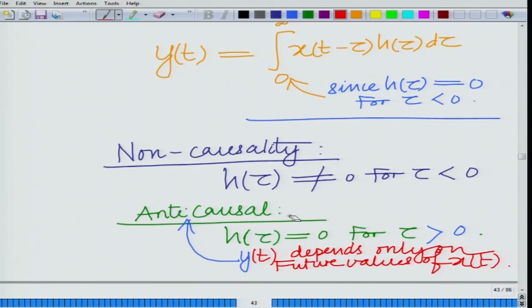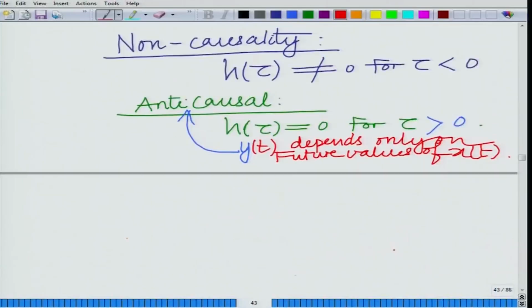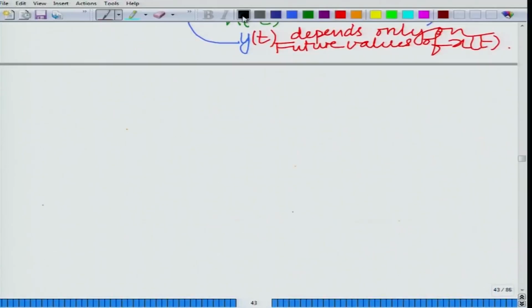h of t equal to 0 for t greater than 0, or h of tau equal to 0 for tau greater than 0. Such a system is known as an anti-causal system. So we have causal systems, non-causal systems, and anti-causal systems. Let us now look at another important aspect, that is the stability.